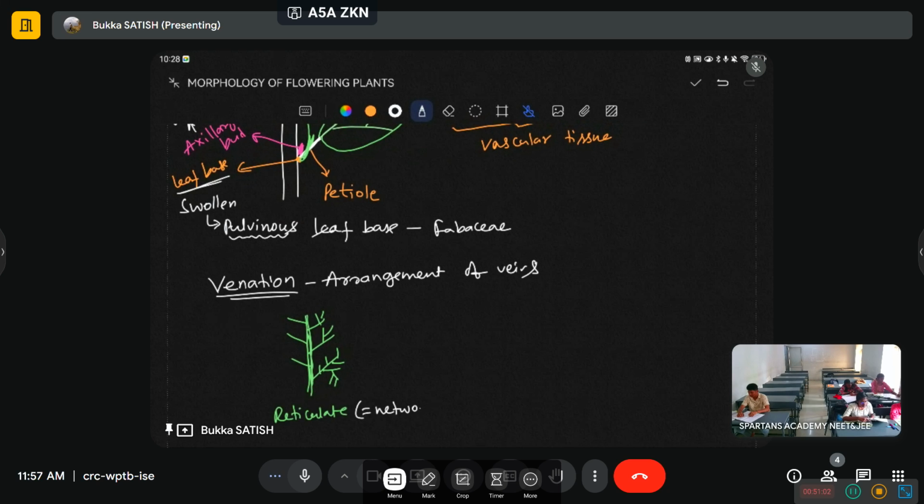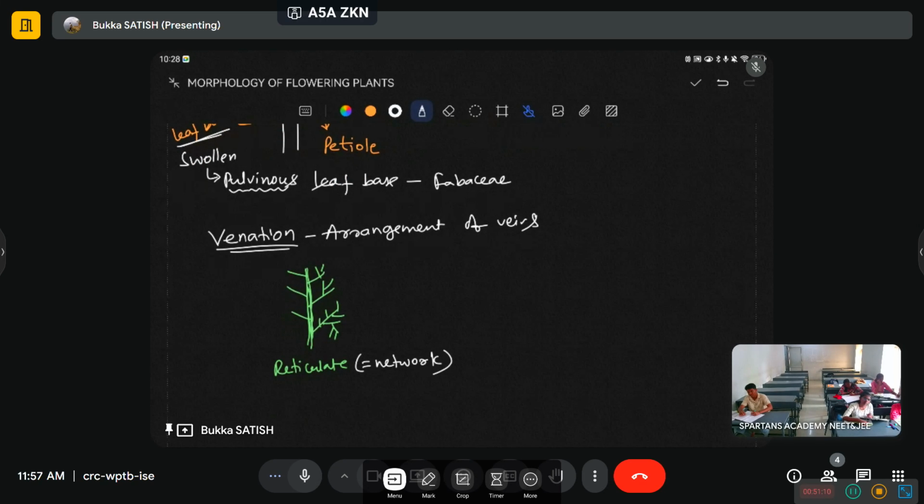Very good. Network. In the endoplasmic reticulum also we have seen the same term. Reticulate means network. So what is reticulate venation? Veins are divided and redivided to form a network. Therefore, it is called reticulate venation. This is what you will see in the dicot plants.